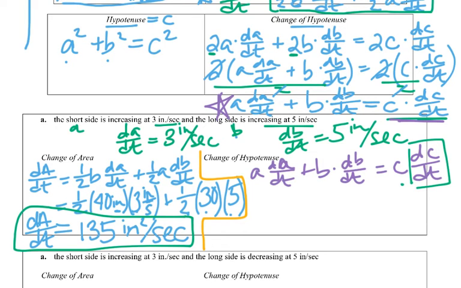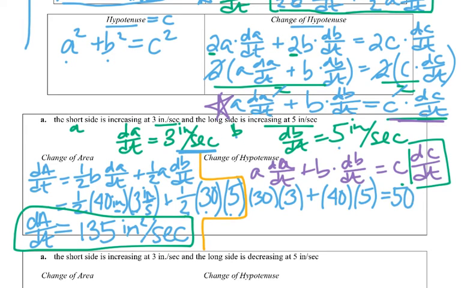Okay, so A was our short side length, that was 30. dA/dt we said was 3 inches a second. Plus B, the length of the long side, that was 40, times dB/dt, which is 5, equals our hypotenuse. Now we weren't actually given the hypotenuse length. However, using the Pythagorean theorem, we can solve for it. When we solve for it, we get 50. And then we can solve for dC/dt.